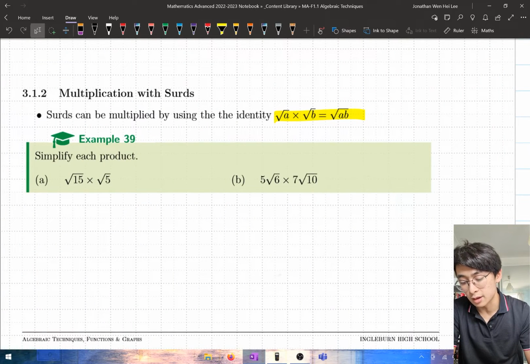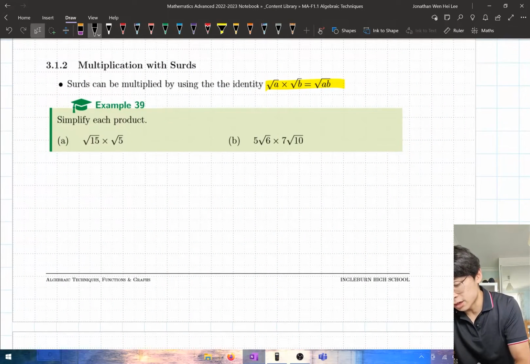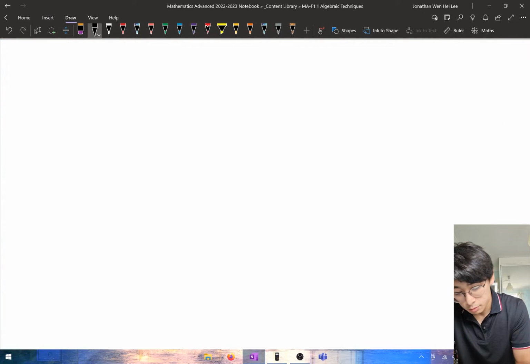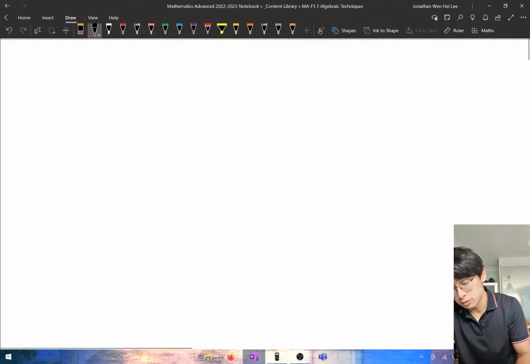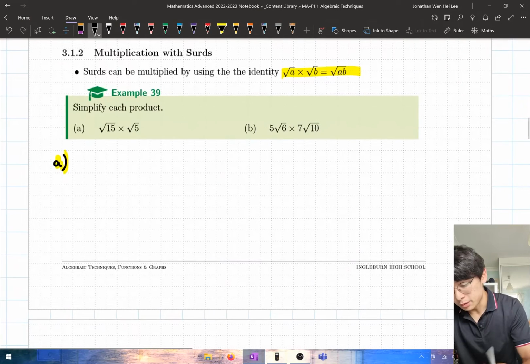So let's have a go at this example here. So simplify each of these products. So here for this first example, we've got square root 15 times 5. So I've got, let me just move my laptop back to the right spot. Give me 2 seconds. Okay, there we go. Just needs a bit of time to load.